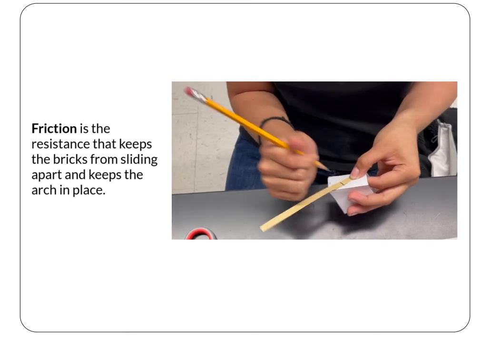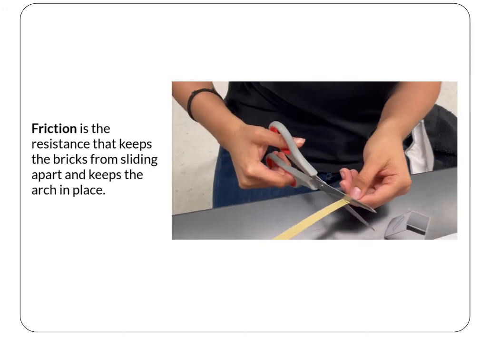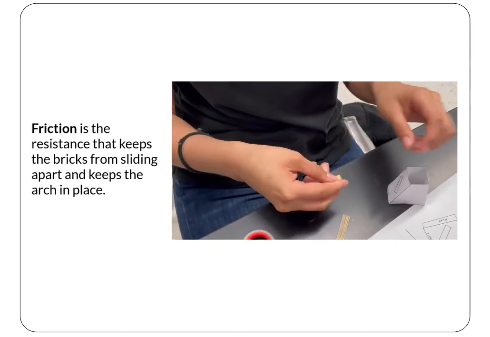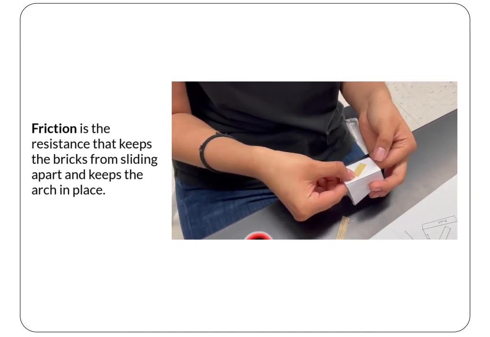Next, we're going to cut out our sandpaper strips and glue them to each brick on the sides that are labeled with a small rectangle. These strips are going to help us create friction. Friction is the resistance that keeps our bricks from sliding as we create our arch.